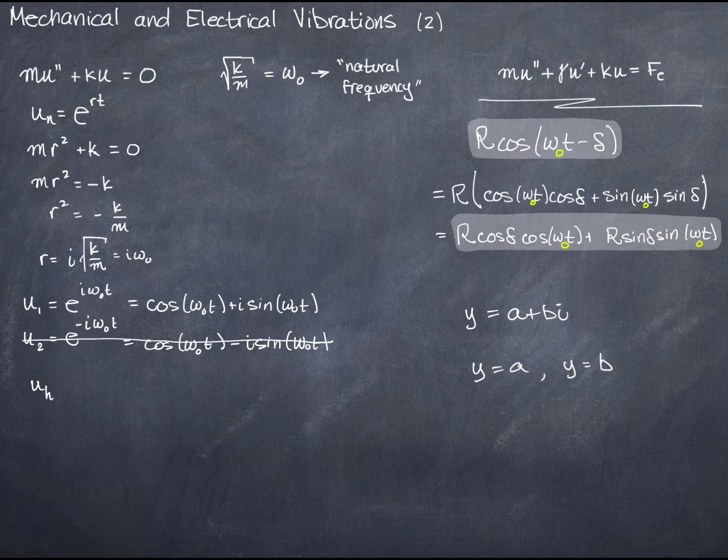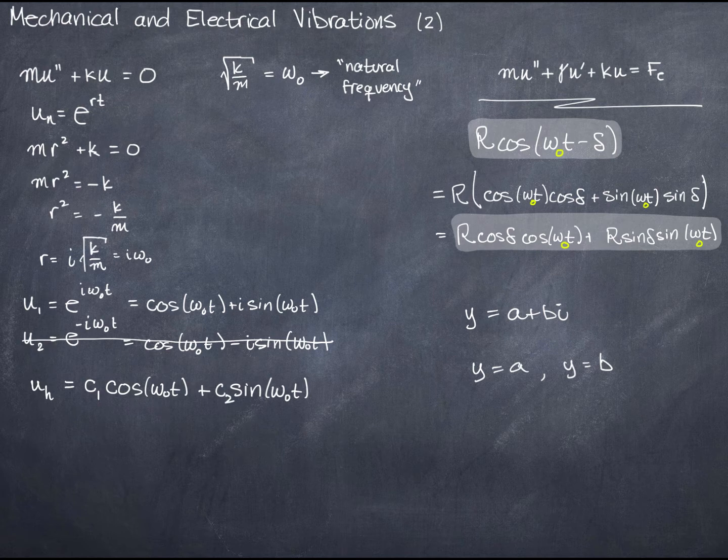So I'm going to use that to say that u sub h, that's my solution to a homogeneous equation, right? Actually, it's this one up here. Sorry, I was pointing at the wrong one there. U sub h is, in this case, the cosine of omega naught t times some constant plus the other solution, which is sine of omega naught t times some other constant.